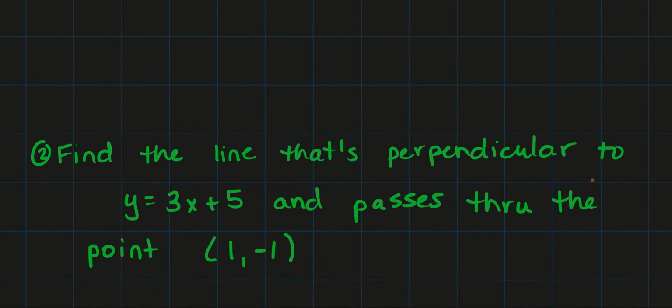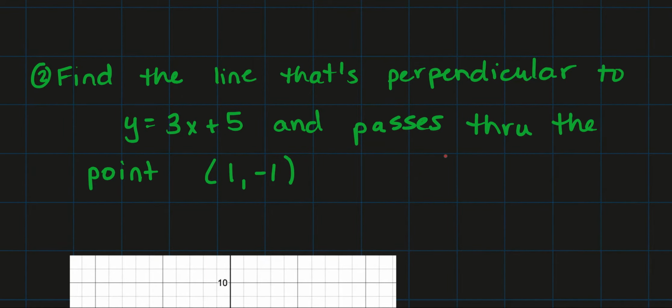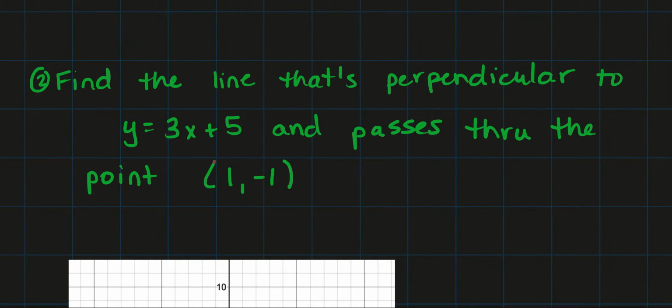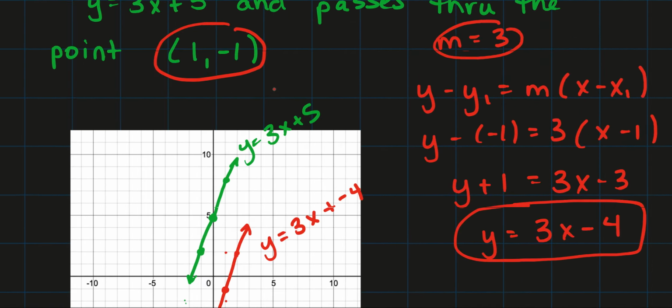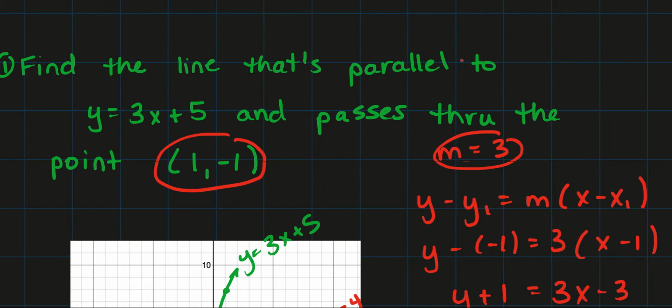Let's try another problem. Let's find the line that's perpendicular to 3x plus 5 and passes through this point 1, negative 1. So this problem is identical to this one. The only difference is instead of saying parallel, I'm saying perpendicular. But I have the same point.